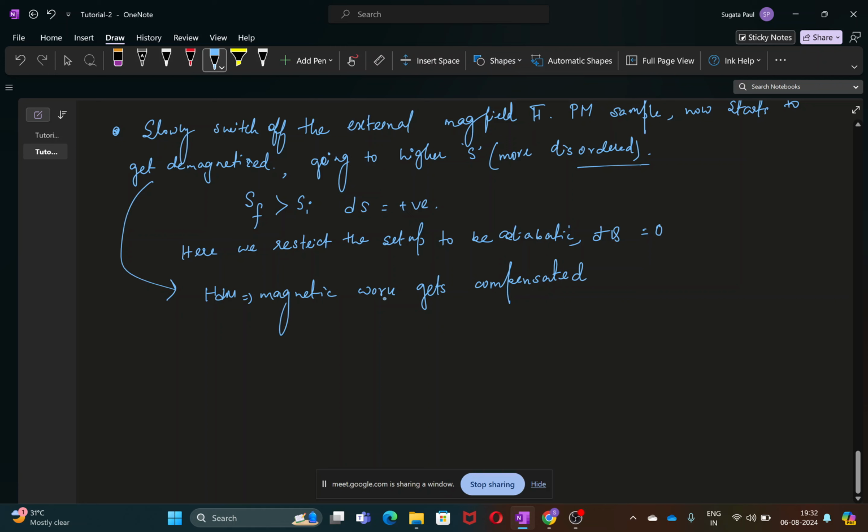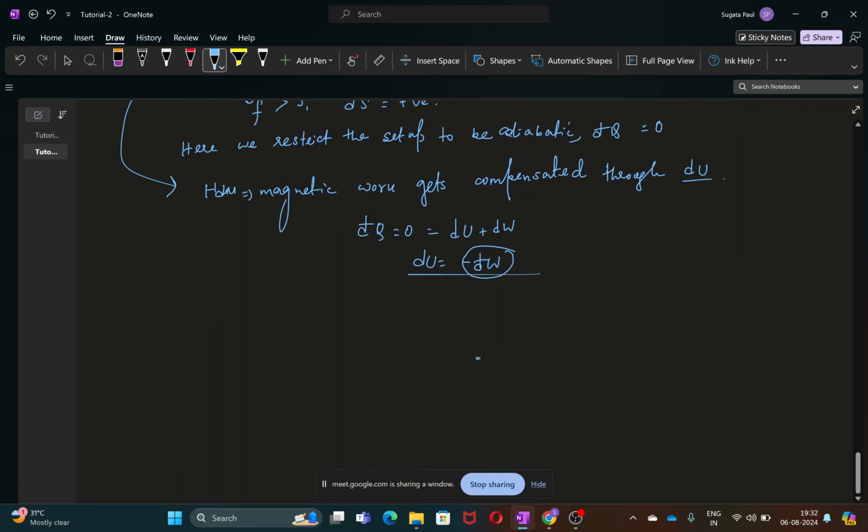So the only way to compensate the magnetic work done is through the system's internal energy du. In this case, if your dq equals 0, then du plus dw equals 0. So du equals minus dw, minus of the work done. And this work done is basically the magnetic work done, and we will eventually find out mathematically that this du is negative.